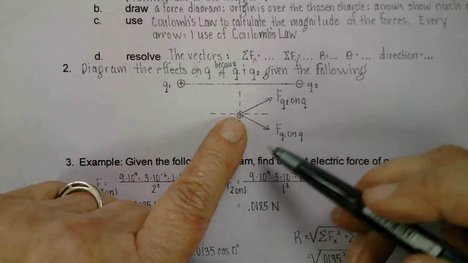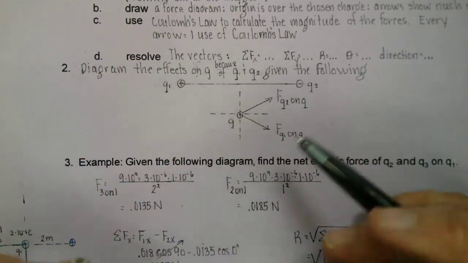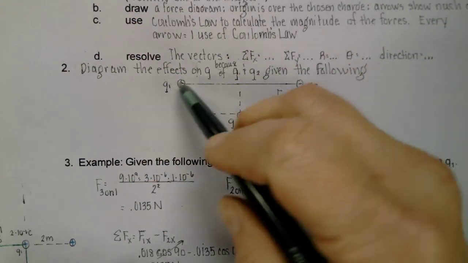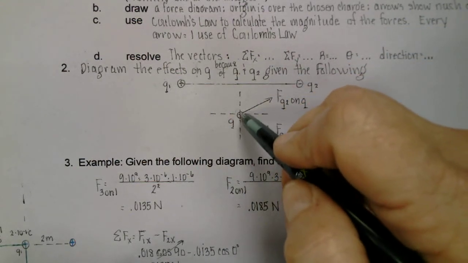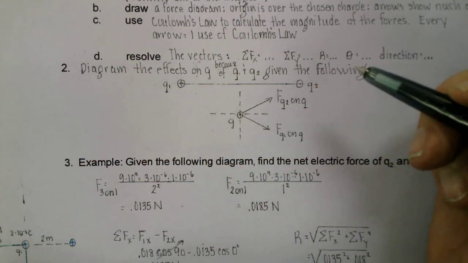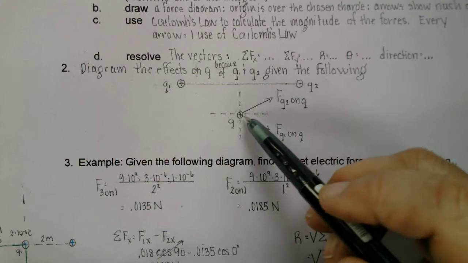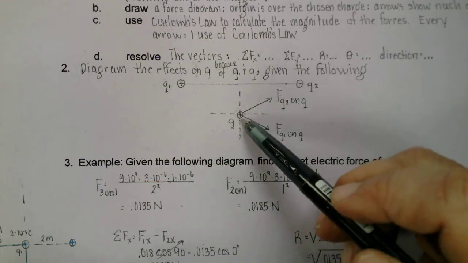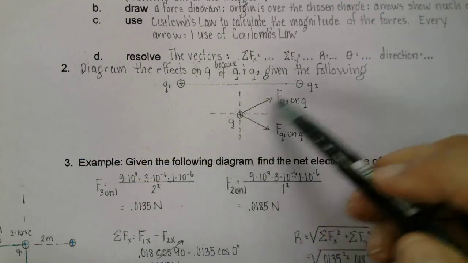I'm bypassing right now, figuring out the forces because I have no numbers. I just want you to diagram the effects on it. So what's going to happen is these two are fixed. This is the one that moves. So I put my origin over the one that moves, and then I draw the arrows depending on the relationship between the charges in this field.